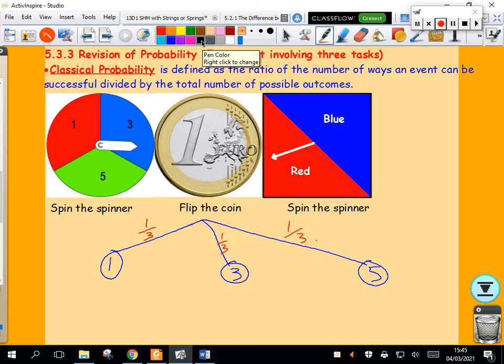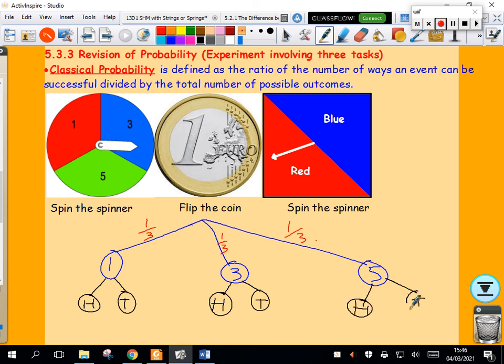The second level of my tree diagram will involve looking at the second task, which is to flip a coin. Given that 1 was the outcome on the first task, the possible outcomes when I flip a coin are heads and tails. If 3 had been the outcome on the first task, that doesn't really affect the possible outcomes. They're still heads and tails. And 5 could have been the outcome on the first task. We'd still have the possibility of heads and tails.